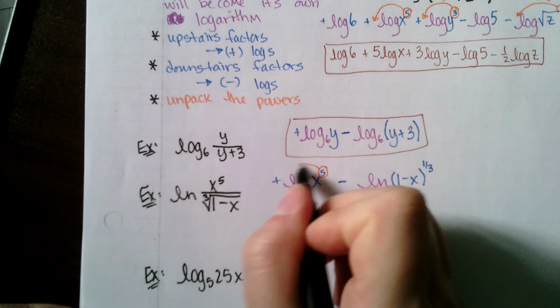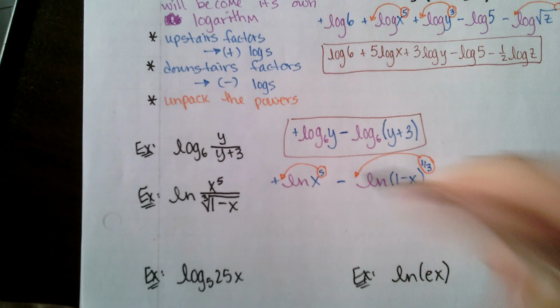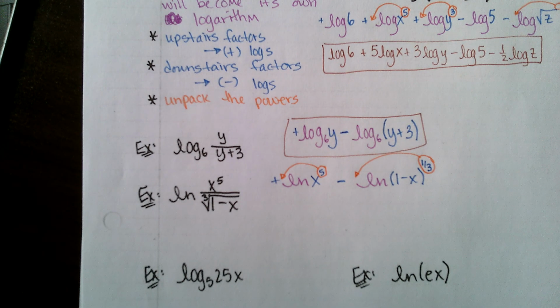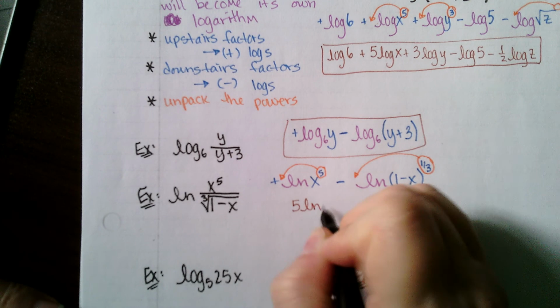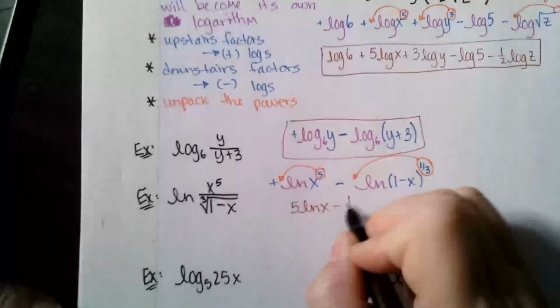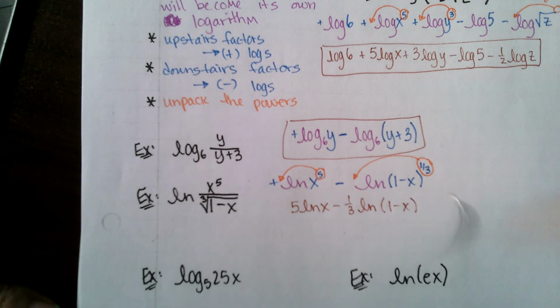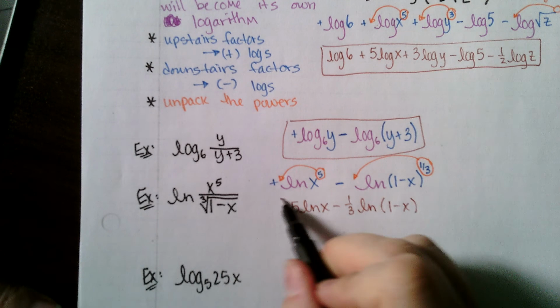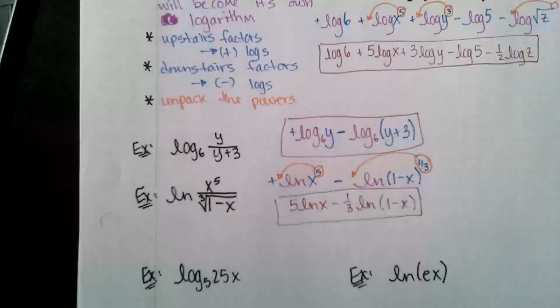So I'm going to unpack this 5. I'm going to unpack this 1/3. And then when I do that and rewrite my final answer, that's going to end up being 5 times the natural log of x minus 1/3 times the natural log of, remember to keep that couple in their parentheses like that, so minus 1/3 times the natural log of 1 minus x.